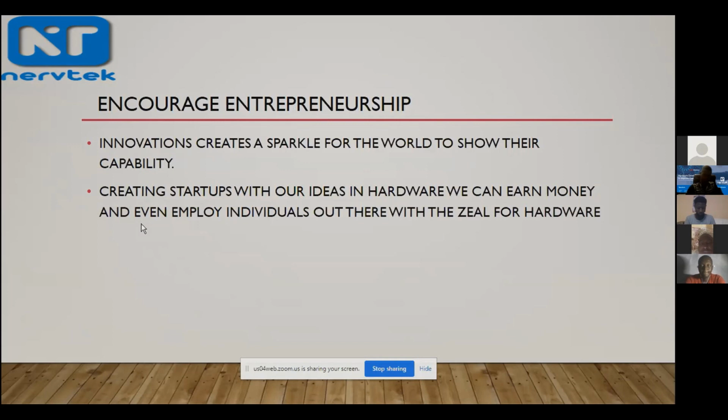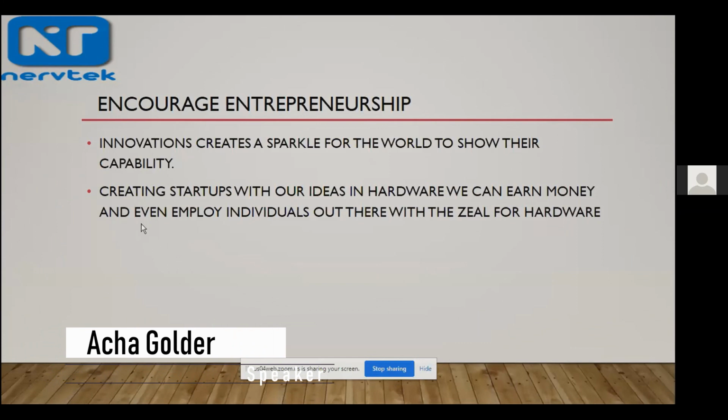You start from small, like you start producing, let me say, toothpicks, something like that. Let me say small, like the water dispenser that was produced by NEPTEC. If you produce those small hardware products and they are on the market, you see that you have earned some money from it, and some small business or startups, which in the nearest future you can employ people to work there. It's also creating employment for every individual out there, not only the government employing us to work. With our skills, we can make money and employ ourselves and our peers out there.